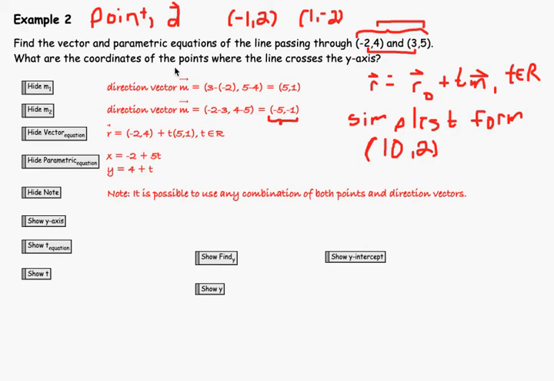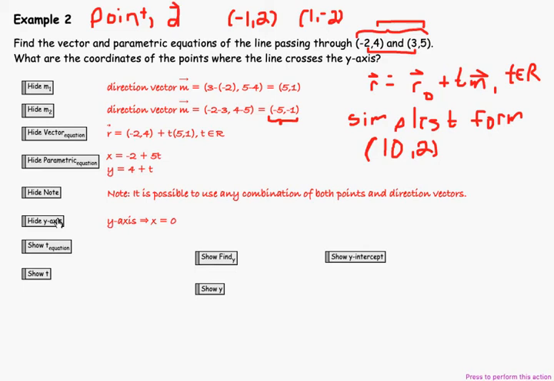What are the coordinates of the point where the line crosses the y-axis? So what's true when you cross the y-axis? What do you know about the y-axis? Certainly on the y-axis, the y-coordinate is changing. What isn't changing is the x-coordinate. The x-coordinate is stuck at 0. So on the y-axis, x is 0.